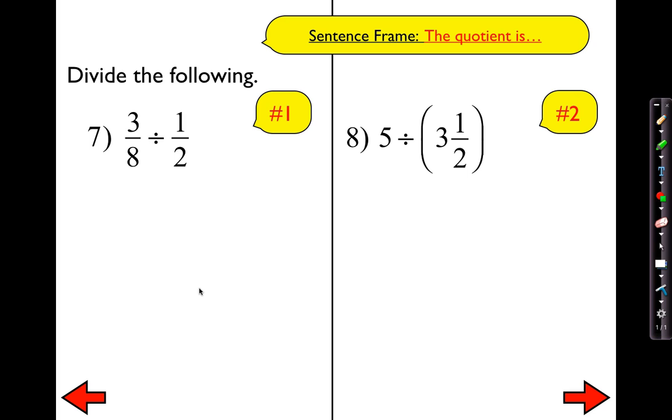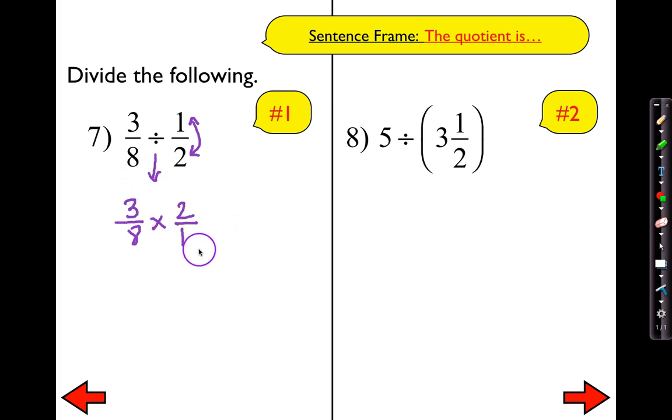For number 7, they're both fractions, so I don't have to convert any mixed numbers to improper fractions. So the first thing I want to do is multiply by the reciprocal. So I'm going to keep this first fraction exactly the way that it is. I'm going to change this into multiplication, and then I'm going to take the reciprocal, so 2 over 1.